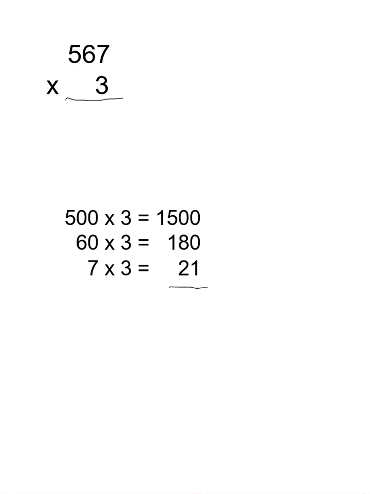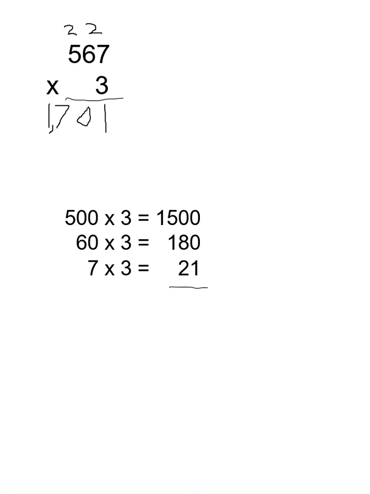7 times 3 is 21. I carry the 2. 6 times 3 is 18 plus 2 is 20. I carry the 2. 5 times 3 is 15 plus 2 is 17. My answer is 1,701. Doing that the old-fashioned way.